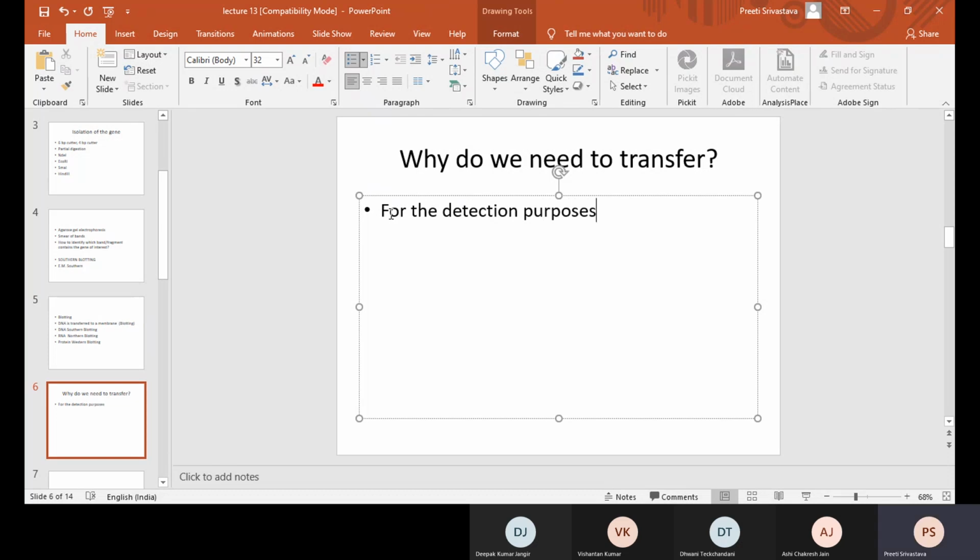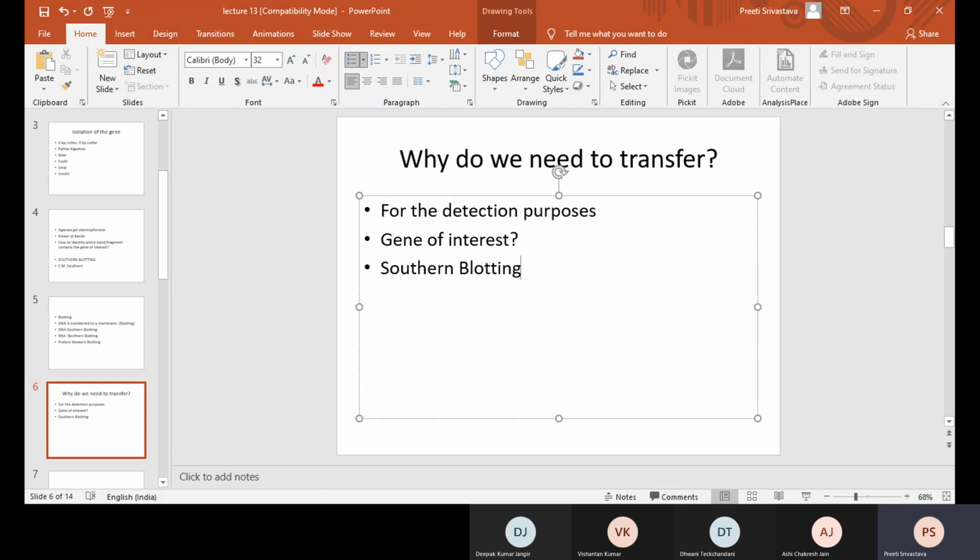Let me tell you what we mean by detection purposes. Detection purposes means, for example, that you want to identify the gene of interest. So to identify the gene of interest, let's discuss in detail what we do in Southern blotting, and then using the same logic, Northern blotting would be done, and using the same logic, Western blotting is done with slight changes. So let's first understand how we do Southern blotting. And why do we do Southern blotting?